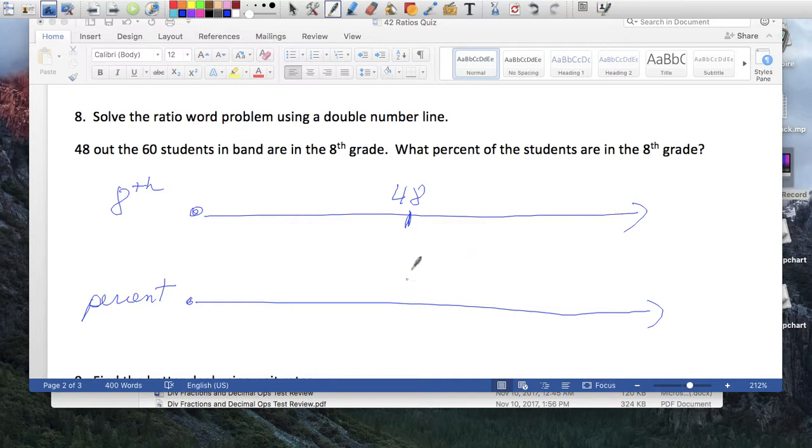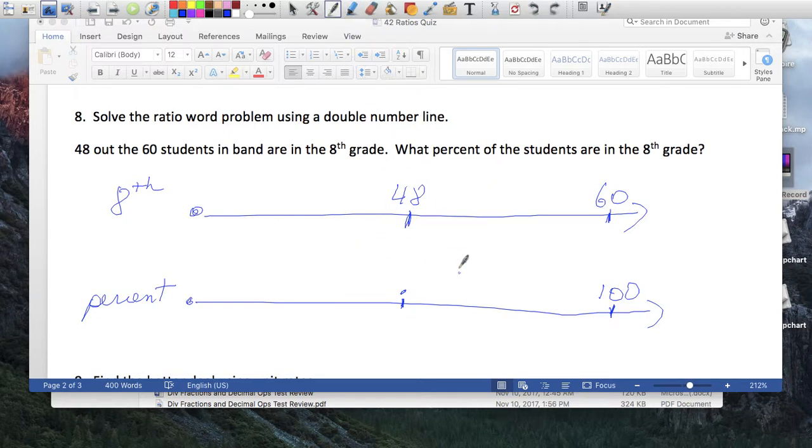And I want to know what percent it represents, so I don't know what percent 48 is. But I know that when all 60 students are here, that represents 100% of all the students. So there's 60 students in the band, which means 100% of the band, right? 60 students, all the people in the band, so that's 100% of the band. Now out of that 60, quite a big chunk of them are 8th graders.